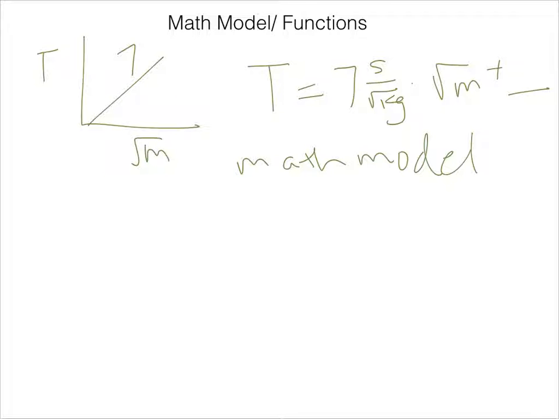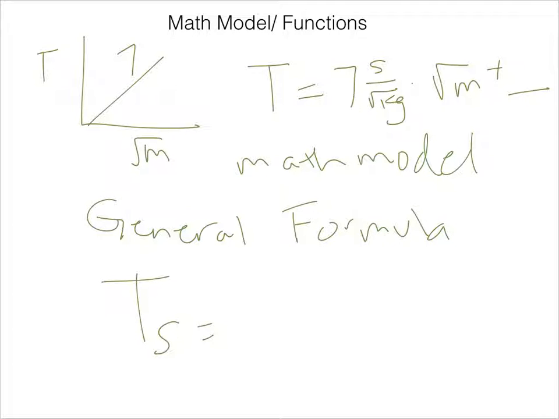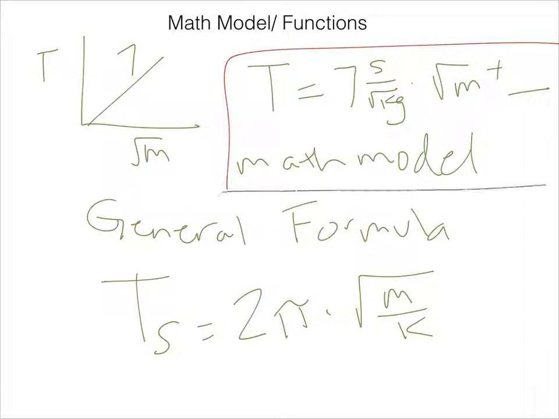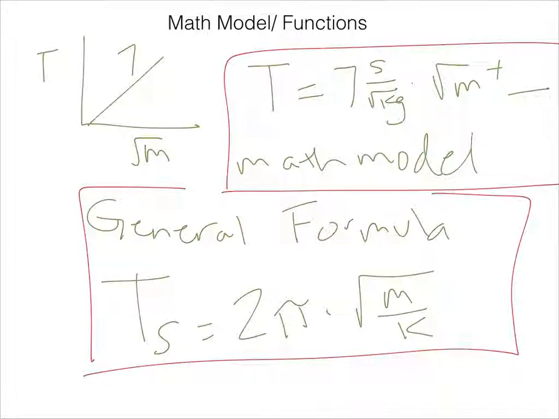Then the general formula for simple harmonic motion of a mass on a spring, which we gave you in large group, says the period for a spring is equal to 2 pi times the square root of mass over the spring constant k. So I'm looking for both of these. I want your specific math model in there, and then I also want the general formula to be in your final conclusion.